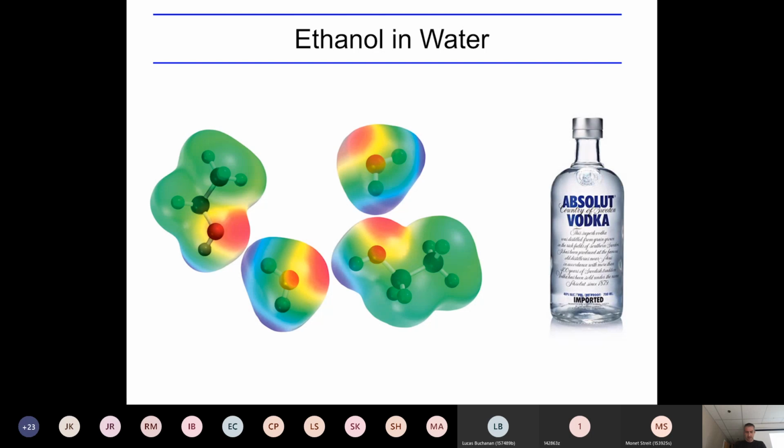So vodka is like a 40% solution of ethanol in water. Ethanol just has this structure here. And so it can hydrogen bond with water, which gives ethanol, first of all, a high boiling point, and second of all, high solubility in water. And so these are two features that are going to be very important for molecules that we see.